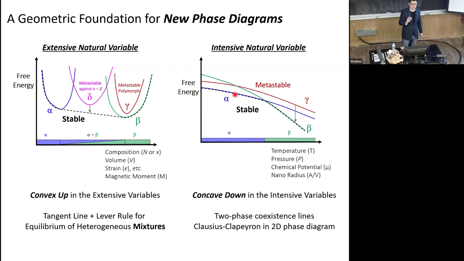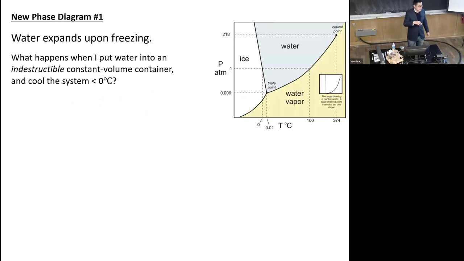Here we go. I'm going to show you a bunch of new phase diagrams we can construct with this approach. The first one is a phase diagram for water, but this is a little bit of a tricky case. We all know that water expands upon freezing. So what happens if I freeze water in an indestructible closed-volume container?